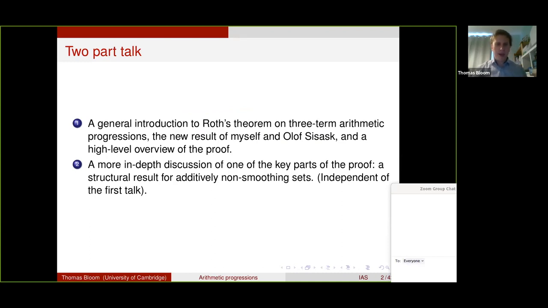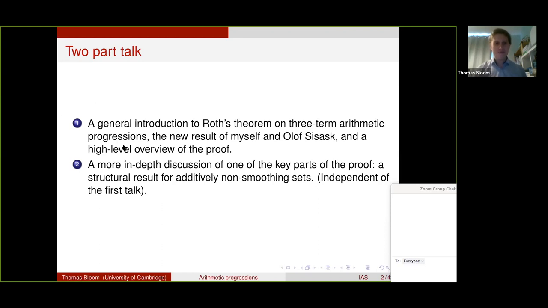And then there's going to be a short break, just while I get the slides up. And then I'm going to go more in-depth into one particular aspect of the proof, which I think is quite interesting, building on previous work of Bateman and Katz. It's on something called additively non-smoothing sets, which I think are of completely independent interest. I've tried to write the second half of the talk so it's completely independent of the first half. So you don't need to know anything at all about three-term progressions going into the second half. And if you want, you can go away now and come back for the second half if you've seen some of this introduction already.